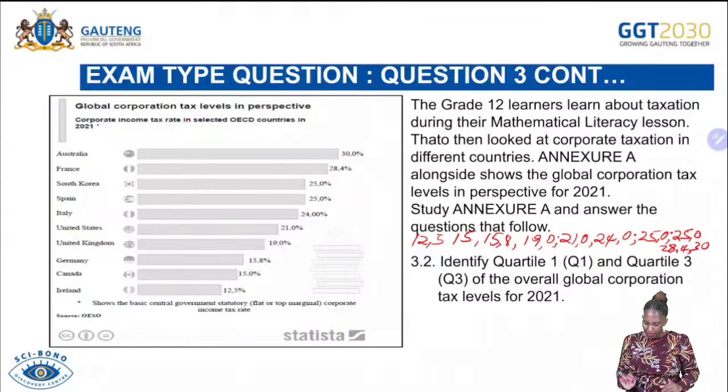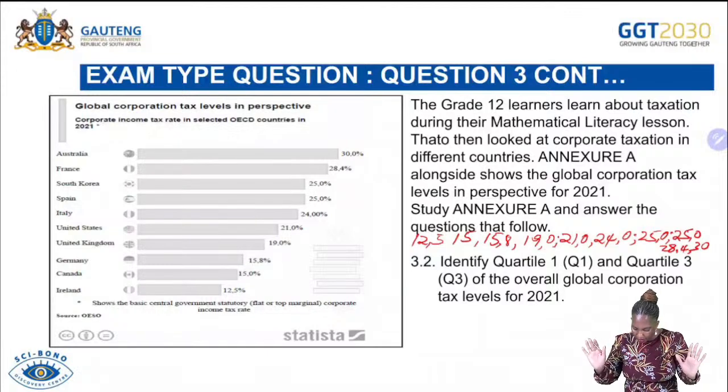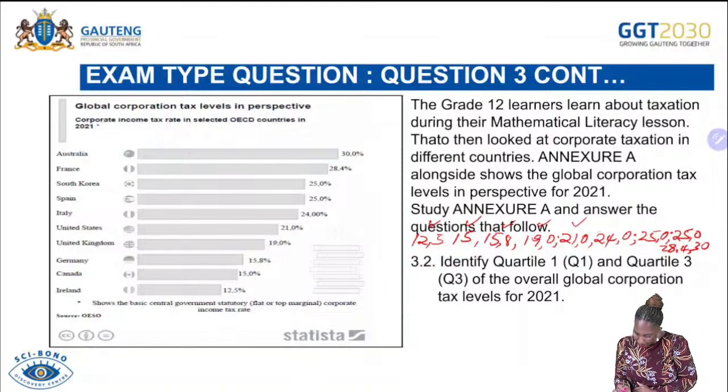Now looking at this one, let's quickly identify our Q1. How many values are there? There are 1, 2, 3, 4, 5, 6, 7, 8, 9, 10. We have to divide our data set into 2 equal parts. So it will be 1, 2, 3, 4, 5. That means my middle value is here, at 21. Then on this side I have 1, 2, 3, 4, 5.